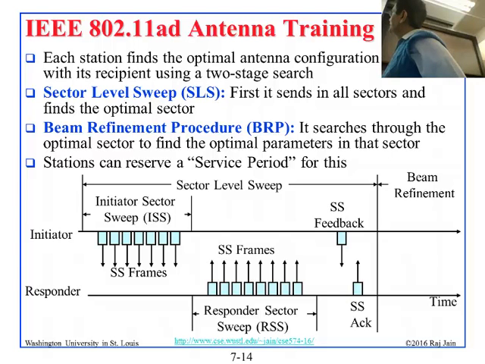Initiator sector, it sends the frame out, and then it gets the feedback. Responder sweep. Responder is also. So the interesting thing here is, I am trying to find where you are, and you are trying to find where I am. So you are going to be rotating around, and I am going to be rotating around, and at some point we will meet. We will be able to hear each other, right? So this is the initiator, this is the responder, this is the feedback and the ACK. Okay, and now we know exactly which sector we are in.